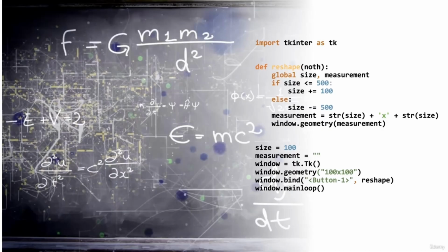In this lecture, we will change the size of our window by a simple click with the help of a method called geometry. The method itself accepts one argument and it's a string data type. The left side of the string describes the width of the window in pixels, while the right side describes the height, and in between, a letter x is placed.